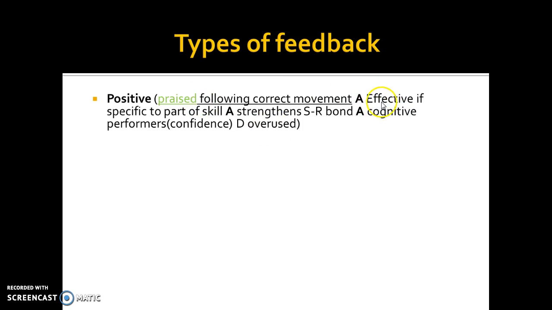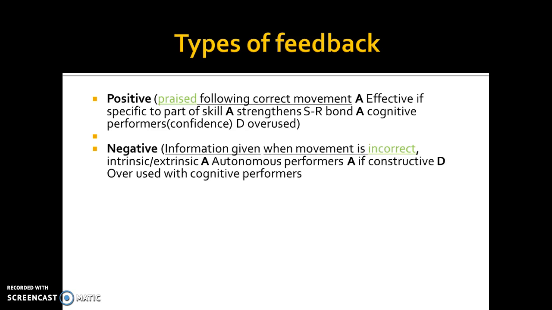Now, the key thing on this, it's only really effective if it's specific to a part of skill. For example, if you praise someone for using the side of their foot when passing, rather than just saying well done. Okay, so that is a difference between a good positive feedback and bad positive feedback. Furthermore, as we looked at those general functions of feedback, it helps strengthen the stimulus response bond. Finally, it's very effective for cognitive performers due to the confidence it can raise. And finally, the disadvantage is that if you keep praising people, if you keep giving positive reinforcement, it can become overused and therefore it loses its effect.